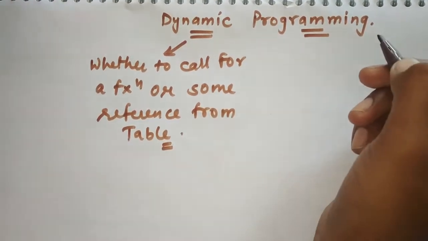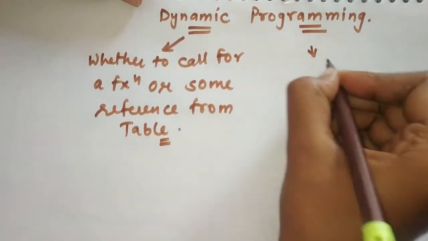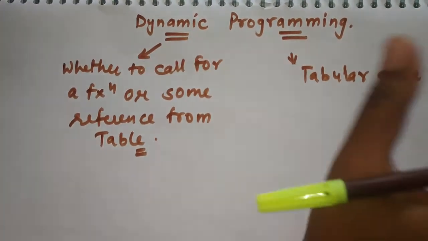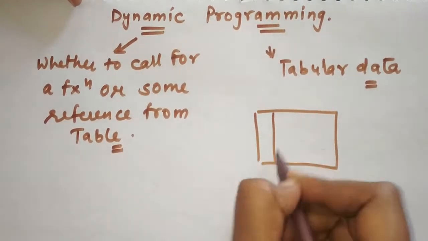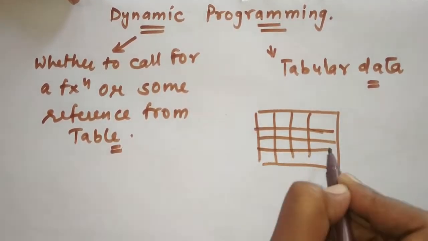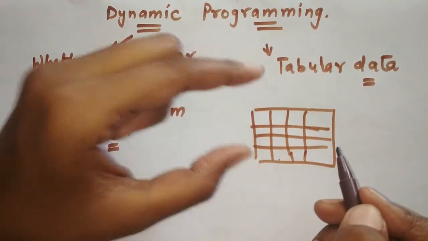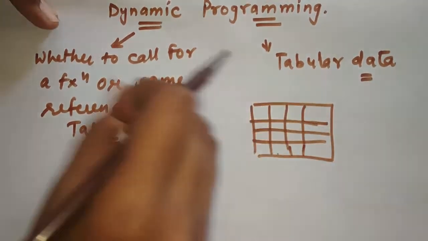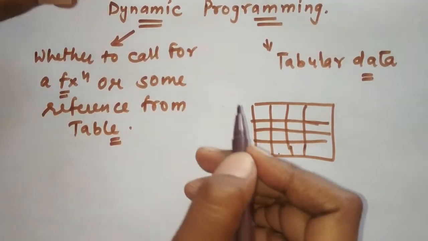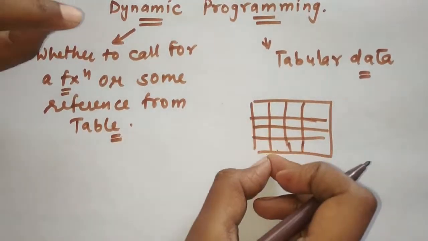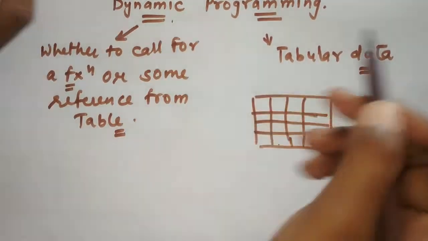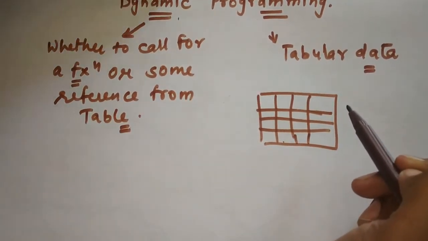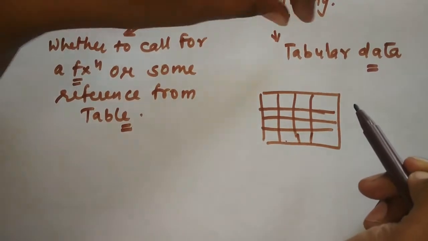And programming here doesn't mean any programming language or any coding. Here programming means tabular form or tabular data. It means in a table we have some data stored, or calculated data we have stored in a table, and dynamically, at runtime, we decide whether we will take reference from this table or call some function to solve for a particular value. So dynamically, decisions are taken for the calculation of any function or value. So that's why it is called dynamic.